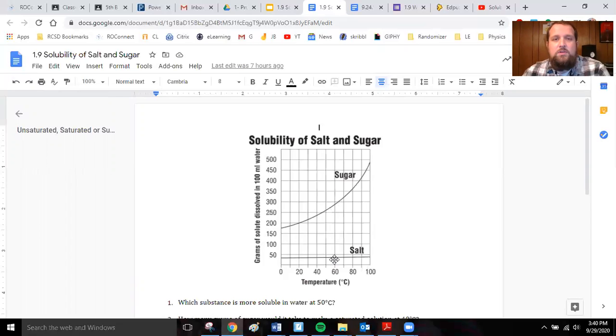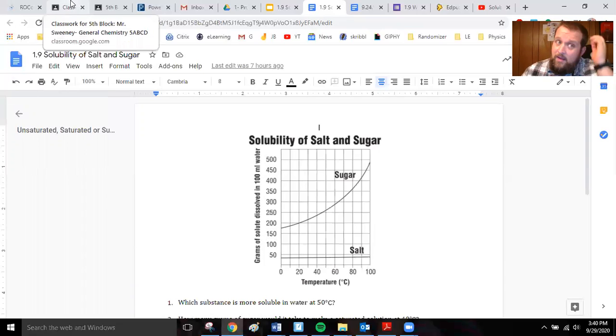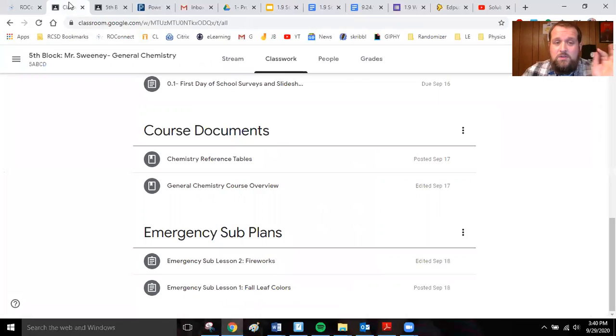Now, I was originally going to give you another copy of the reference tables, but I decided I'm not going to do it because you already have it in 2 different places. So just as a reminder, in the course document section of Google Classroom, right here, chemistry reference tables, that's one place you can find it.